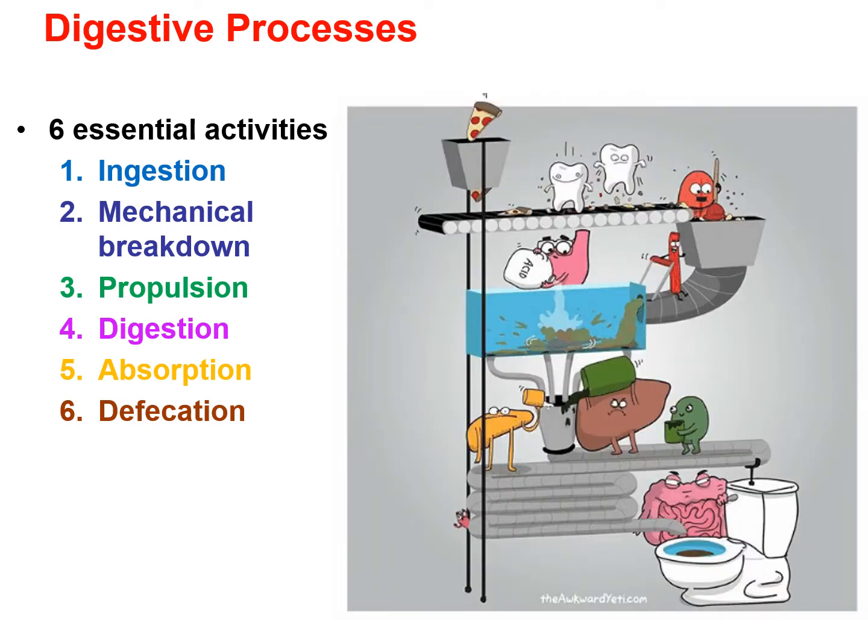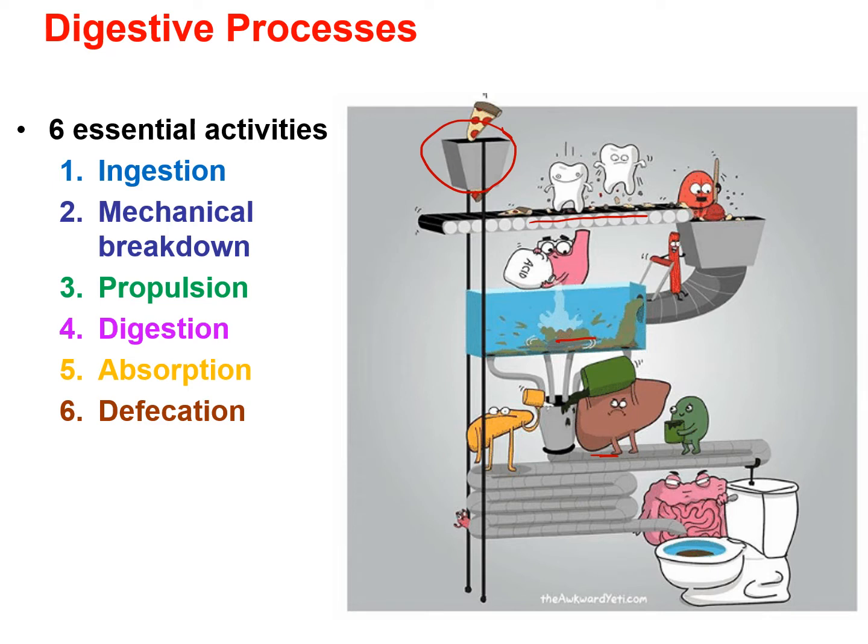And so if you go back to the little cartoon, you can see that all of the 6 essential activities are being shown to you. You have ingestion occurring, you have mechanical breakdown occurring. It's occurring in a couple of different places. You can't see it in the small intestines because they're showing them just as pipes. You have propulsion, so the food would be propelled through all of the digestive system. And then digestion is a little bit difficult to see because, again, it would be in some of the small intestine.